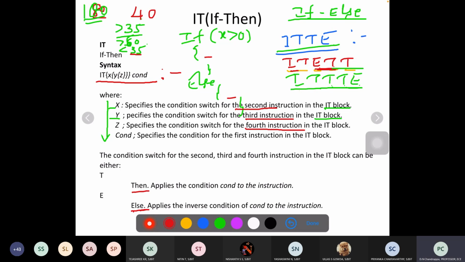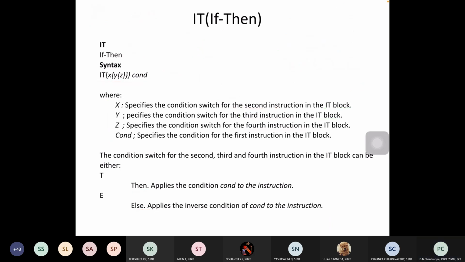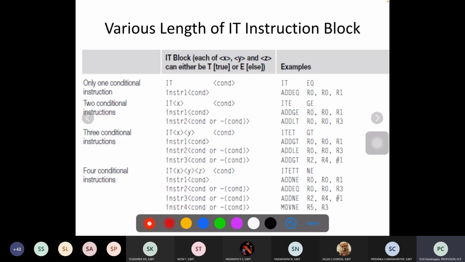Now I'll come to some examples. Please all of you carefully analyze this, one by one.